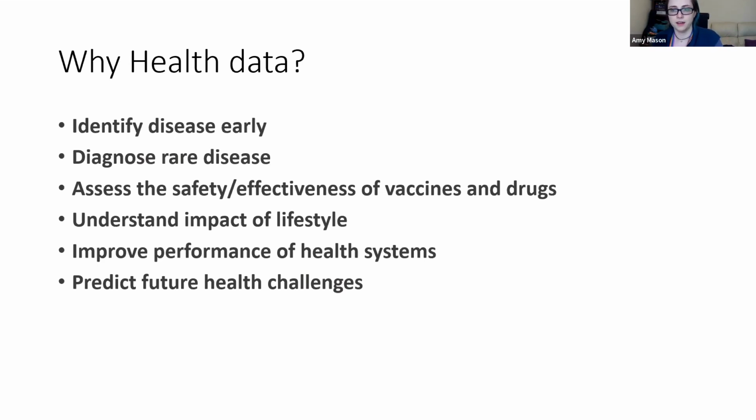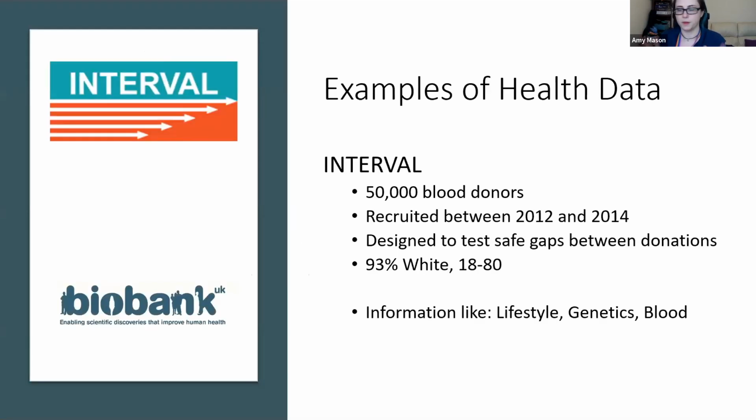I'm just going to quickly talk about a couple of the data sets we use in the department I am familiar with. So one is interval, and I am only going to talk about this very quickly because I don't have much time left. Fundamentally, there's about 50,000 blood donors who were recruited between 2012 and 2014. It contains information like what their lifestyle is like, we've got their genetic information, we've got blood results.